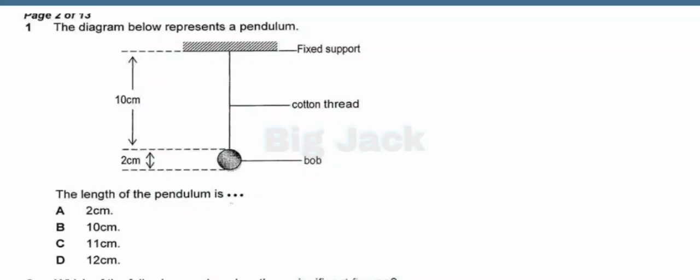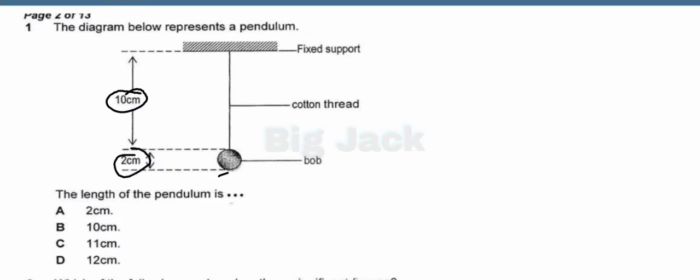Okay, so this question is saying the diagram below represents a pendulum. So we have the length from the fixed support up to where the cotton thread or the string is ending. It is 10 centimeters, and then from where the string ends up to where the bob is ending at this point here, we have 2 centimeters.